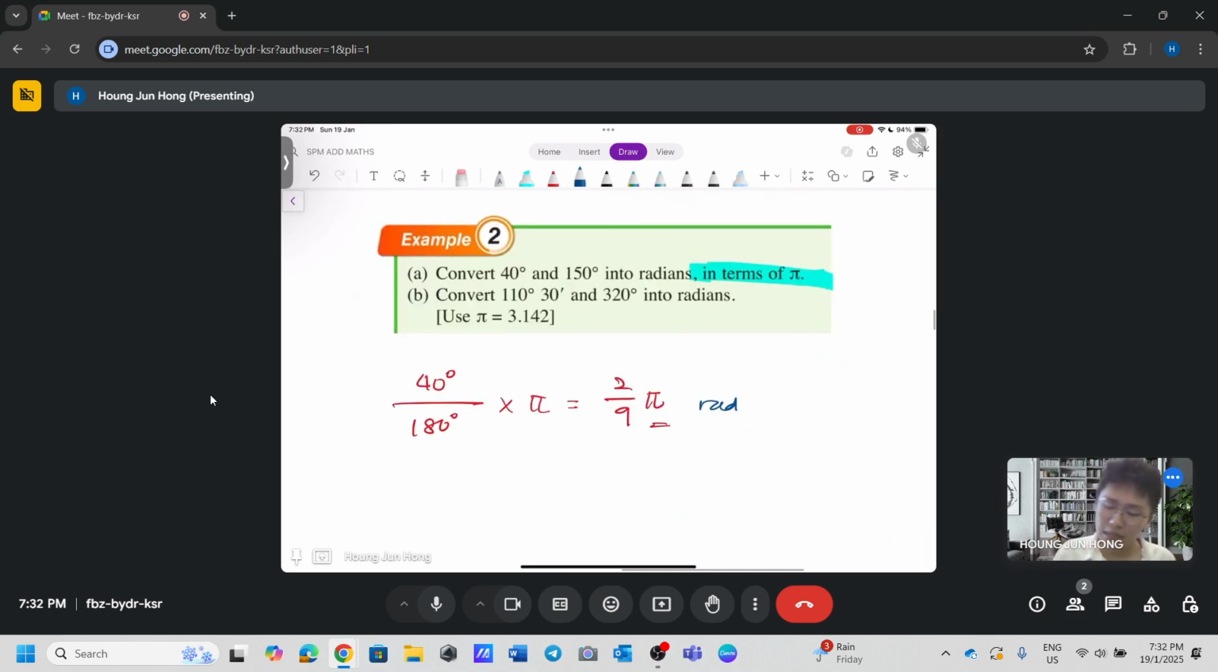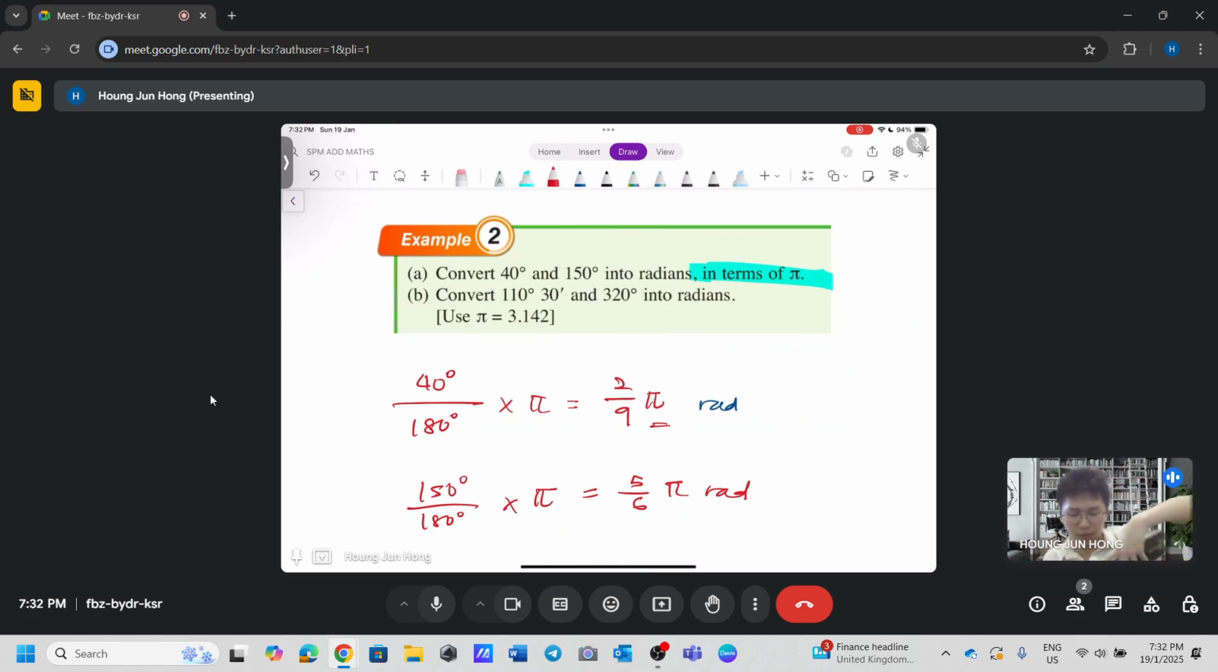Okay, that's it. Next one, 150 over, again, typically divide by degree. Degree is 180 degrees, and then times pi, you get 5/6 pi radian. Okay, yes. Right, next one.